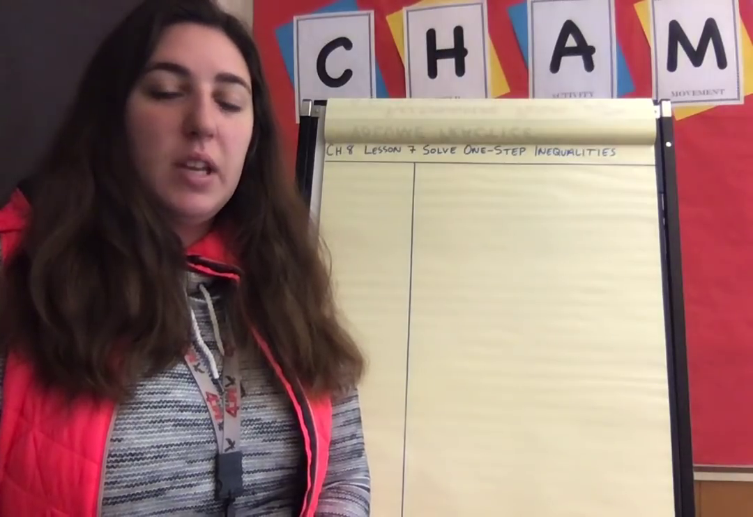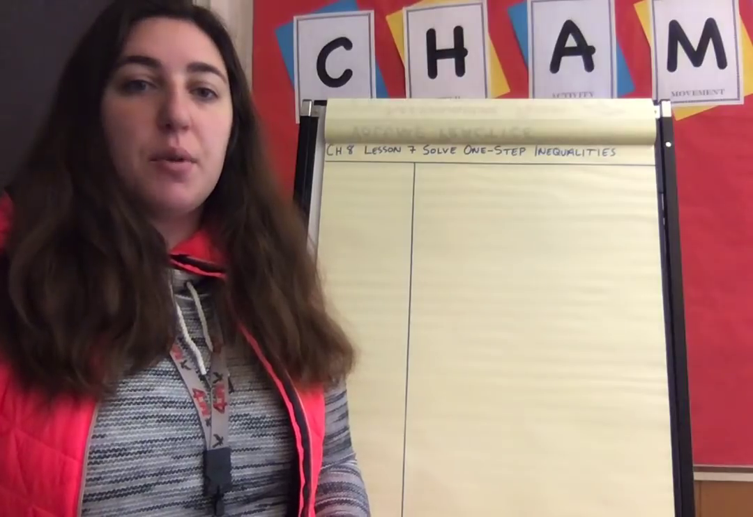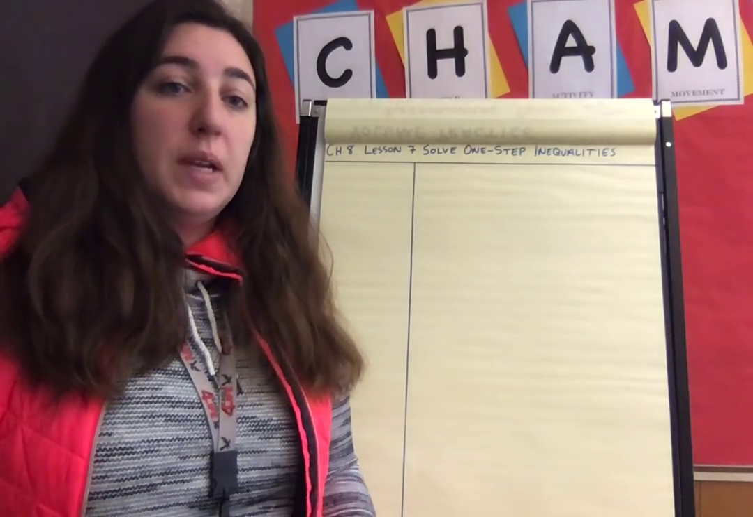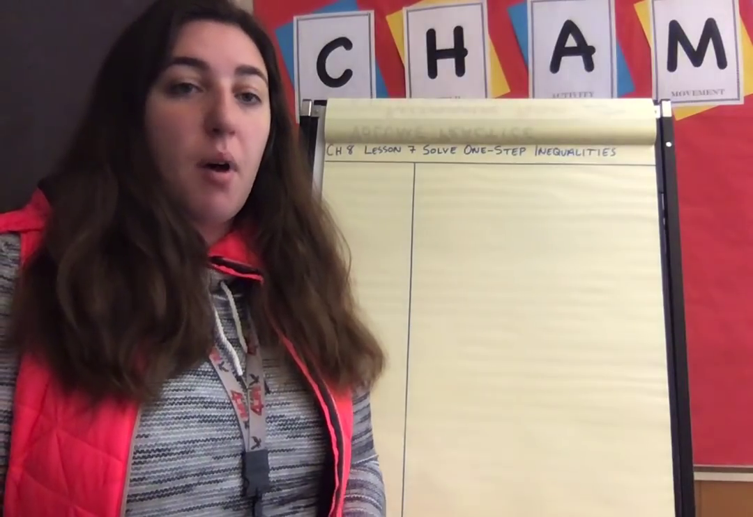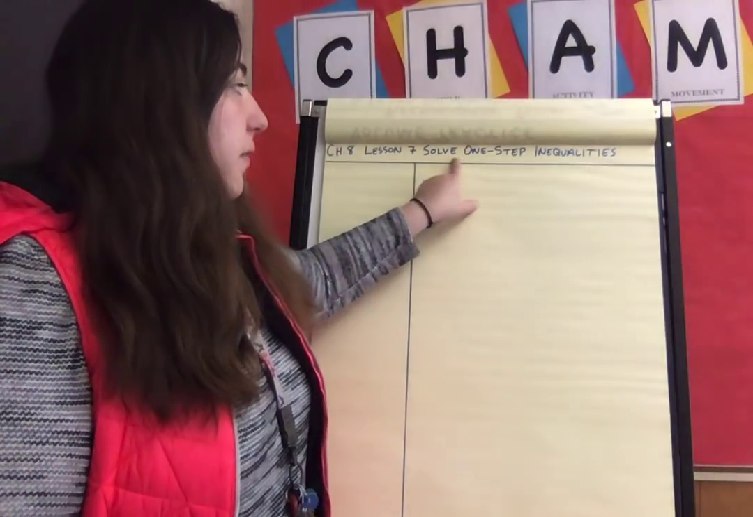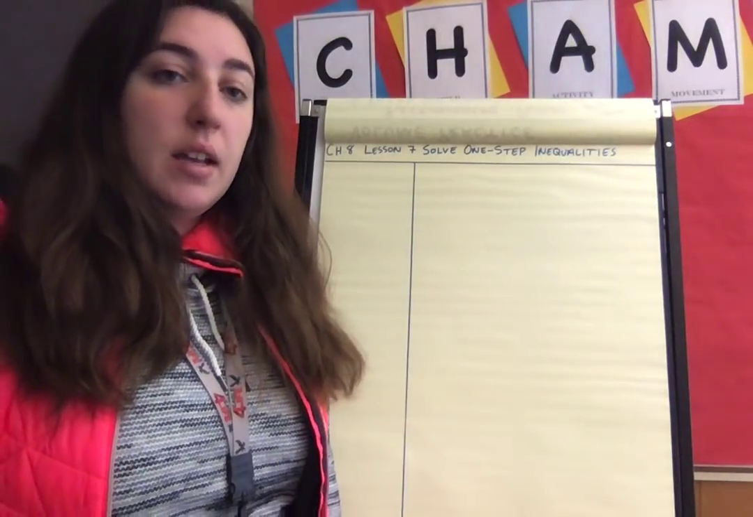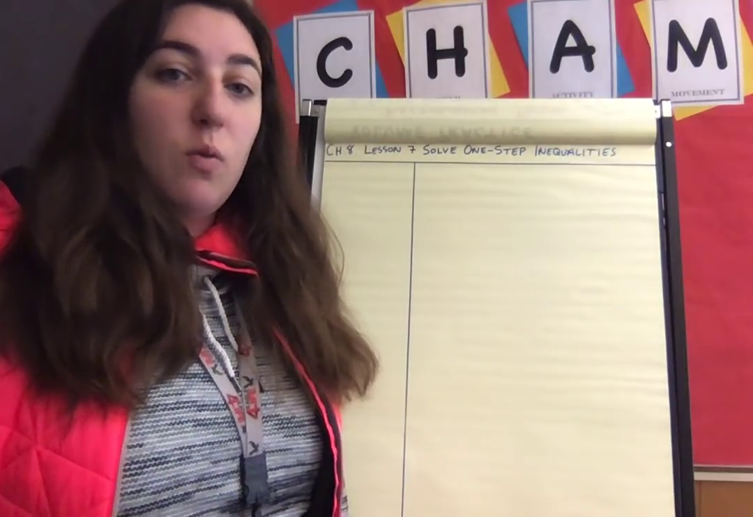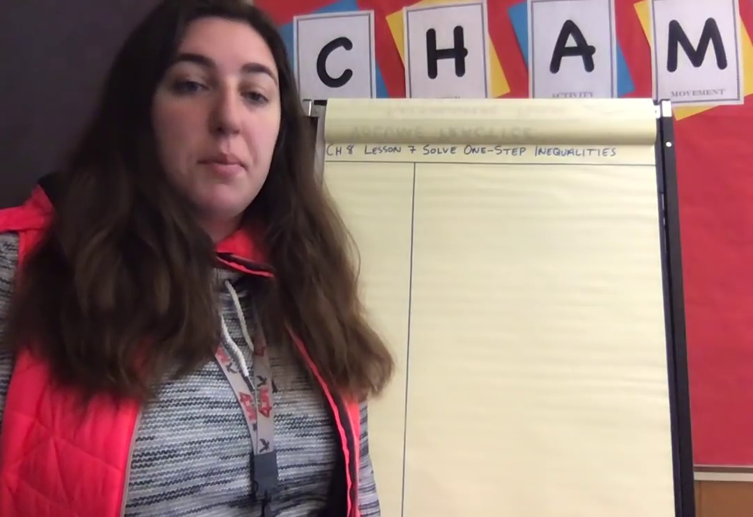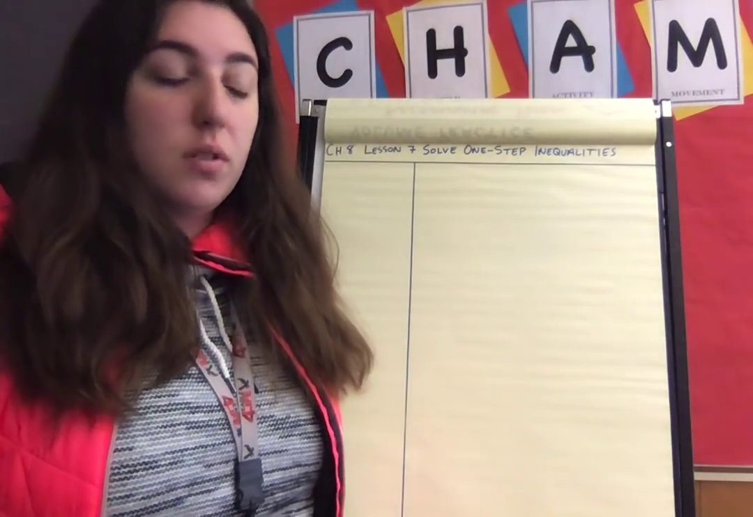Hey everybody, so today we're going to be learning from Chapter 8, Lesson 7. This is our last lesson in the chapter before the test, so make sure you are reviewing all those lessons in Chapter 8. We are going to be solving one-step inequalities. That's the title for today. And there's also going to be a cryptic word that I'm going to say during this lesson. Make sure you write that cryptic word in the top right corner of your notes.